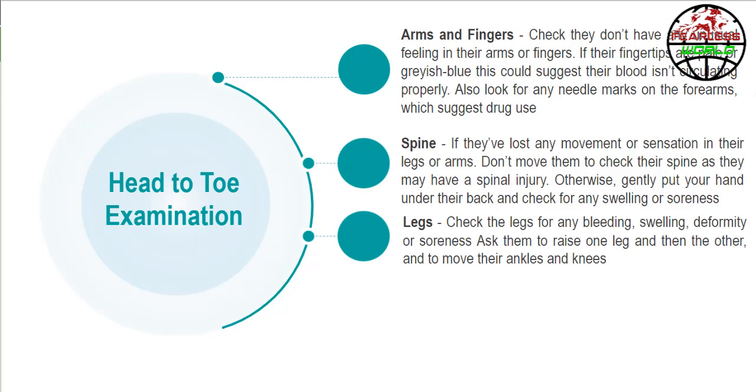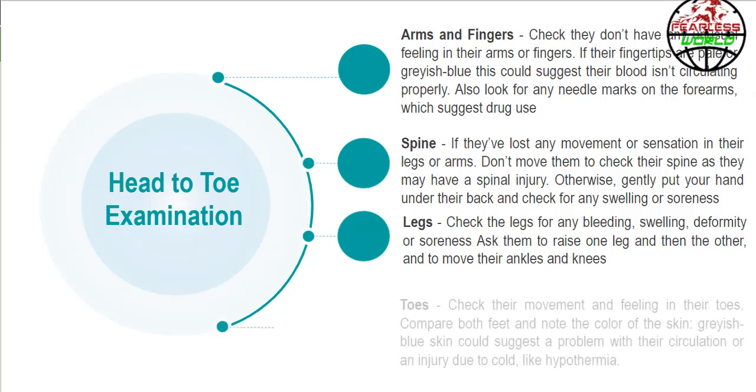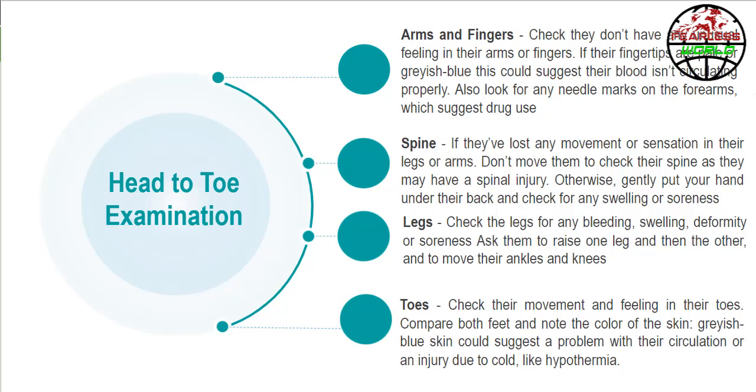Legs. Check the legs for any bleeding, swelling, deformity or soreness. Ask them to raise one leg and then the other, and to move their ankles and knees. Toes. Check their movement and feeling in their toes. Compare both feet and note the color of the skin. Grayish-blue skin could suggest a problem with their circulation or an injury due to cold like hypothermia.